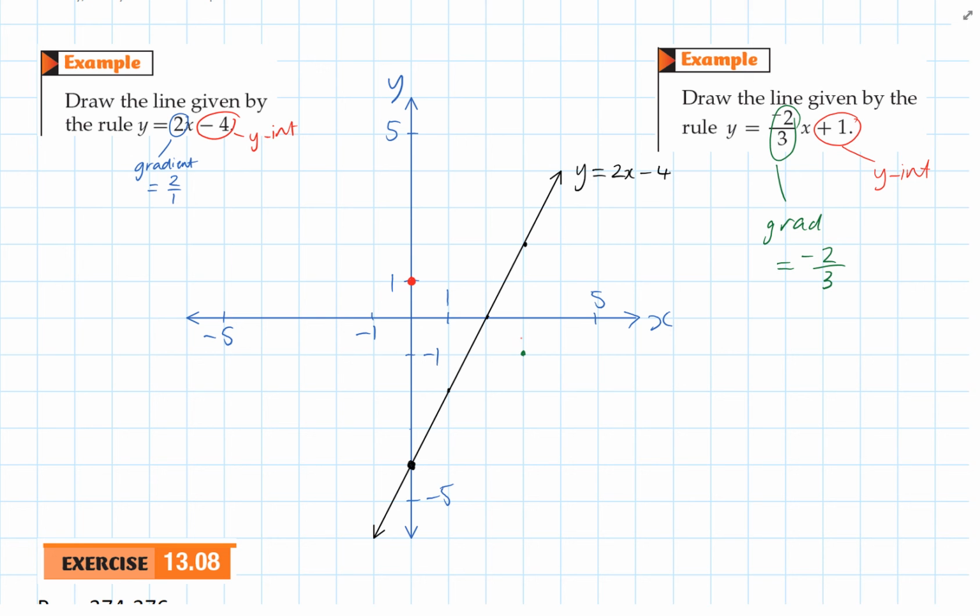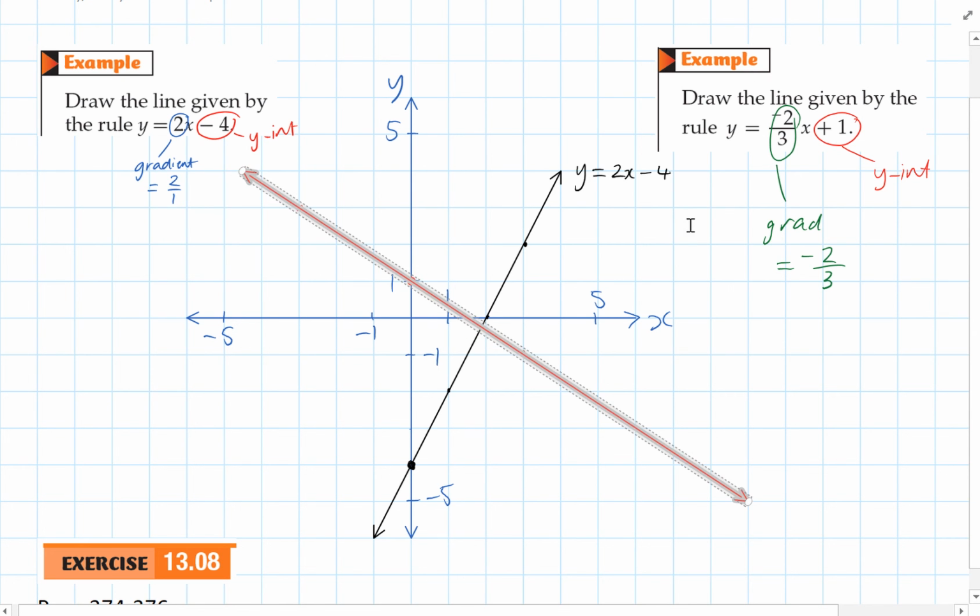So from our y-intercept down 2 across 3, there's our next point. I should really do it in the same colour. And then down 2 across 3. And then if we want to continue that pattern the other way, we can. And once we've got enough points to string together, we can get our ruler out and let's make that a little bit longer and join all those points together. And once again, it's a good habit to get into to write the equation of that. So y equals -2 over 3x plus 1.